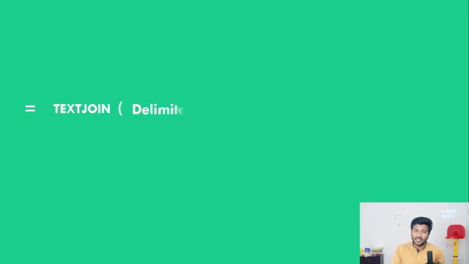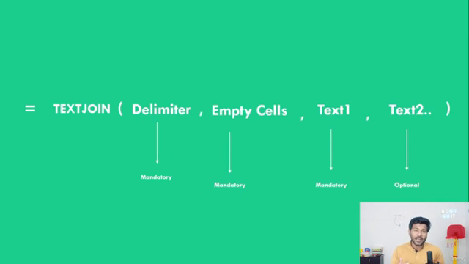But one difference is in the syntax, right? The TextJoin formula first asks for the delimiter, and whether it should ignore empty cells in between or not. Then the text 1, text 2, text 3. But there are 2 additional inputs in this formula. So let's first understand why that formula is needed.